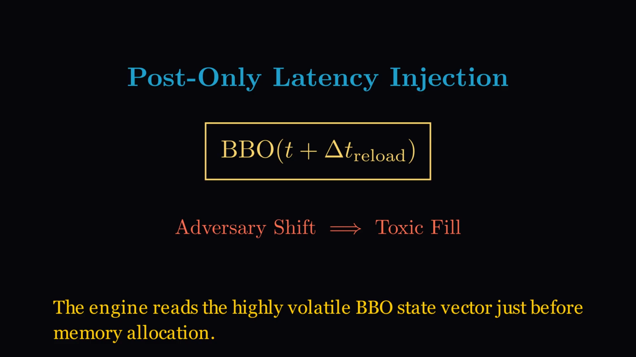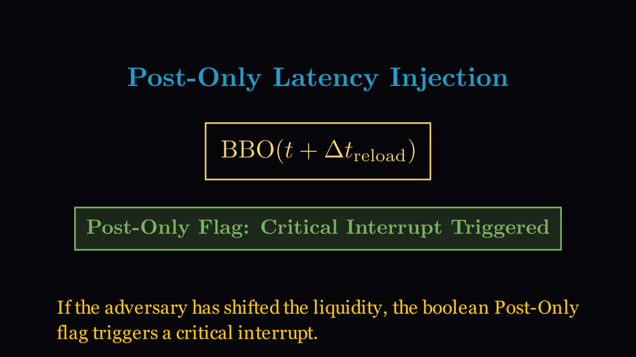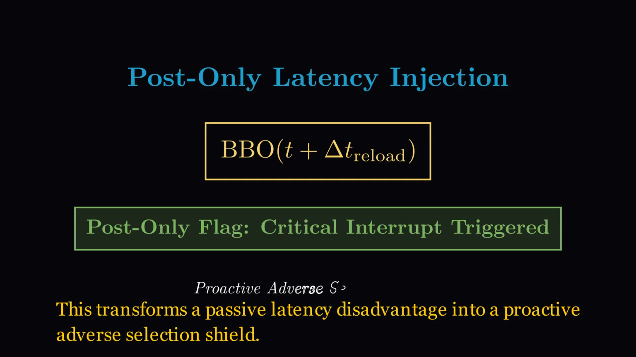The engine reads the highly volatile BBO state vector just before memory allocation. If the adversary has shifted the liquidity, the Boolean post-only flag triggers a critical interrupt. The C++ matching core halts the queue placement and enforces the price sliding invariant. This transforms a passive latency disadvantage into a proactive adverse selection shield.